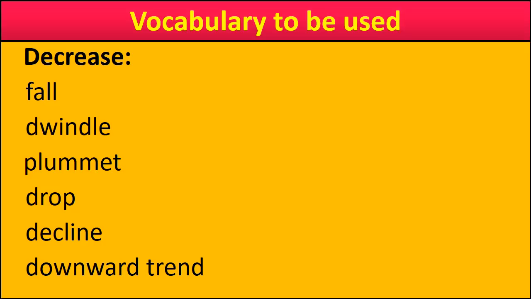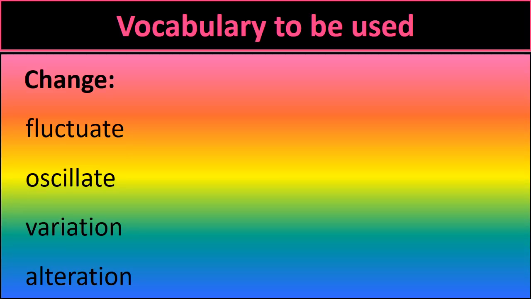Now in this slide, I'm going to tell you the words used to show decrease. So in place of decrease, you can use fall, dwindle, plummet, drop, decline, or downward trend. Now if you want to show change, for that we can write fluctuate, oscillate, variation, alteration.